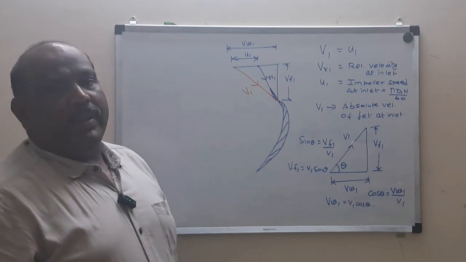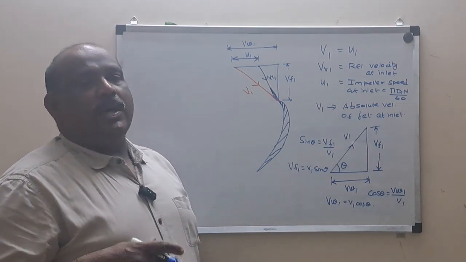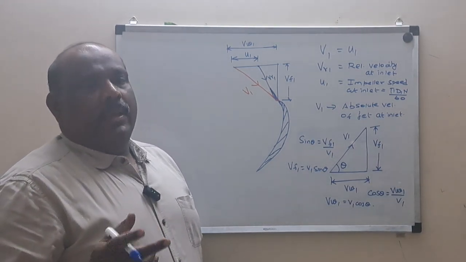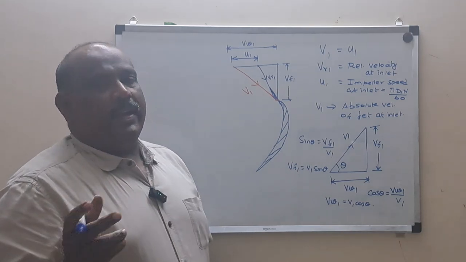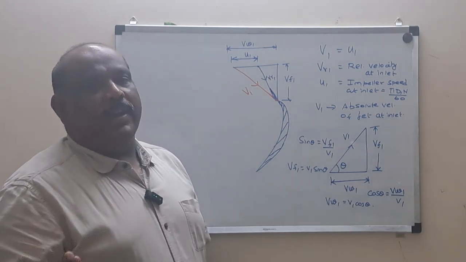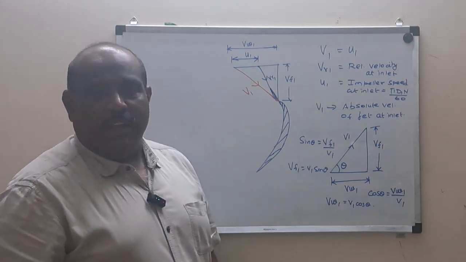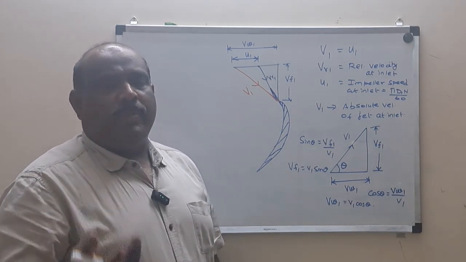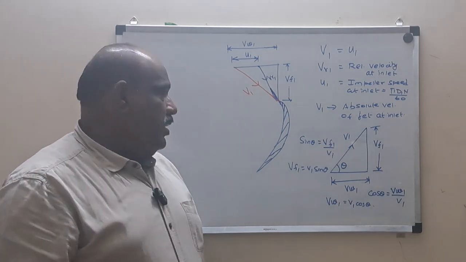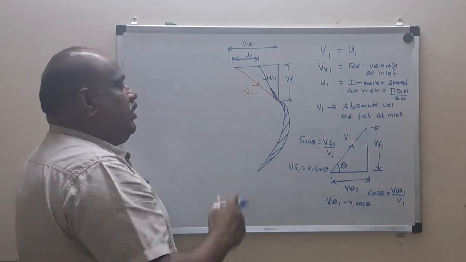Similarly, U2 is the impeller speed at outlet. V2 is the absolute velocity of the jet at outlet. VR2 is the relative velocity at outlet. VW2 is the whirl velocity at outlet. VF2 is the flow velocity at outlet. I hope you are more familiar with the terms used here. Now, this is the inlet diagram.